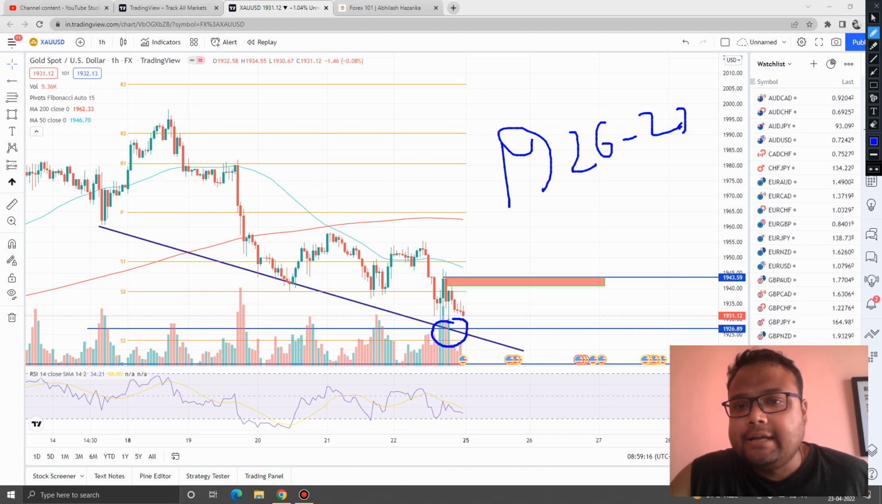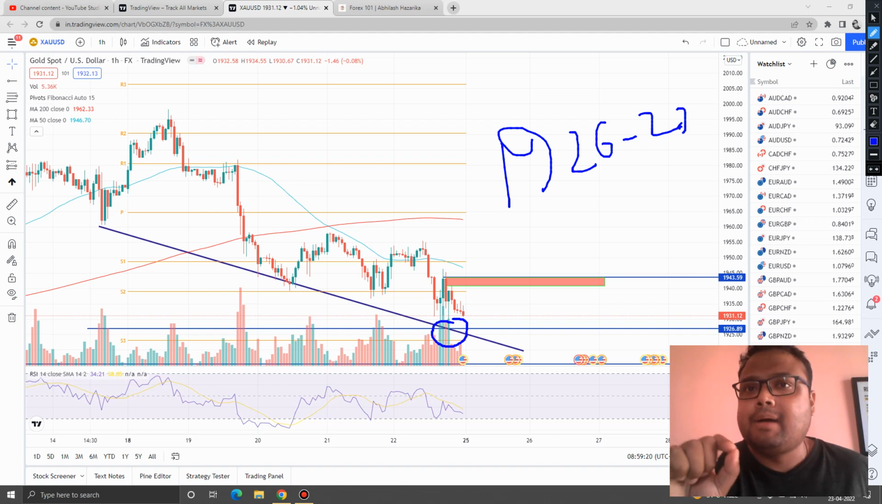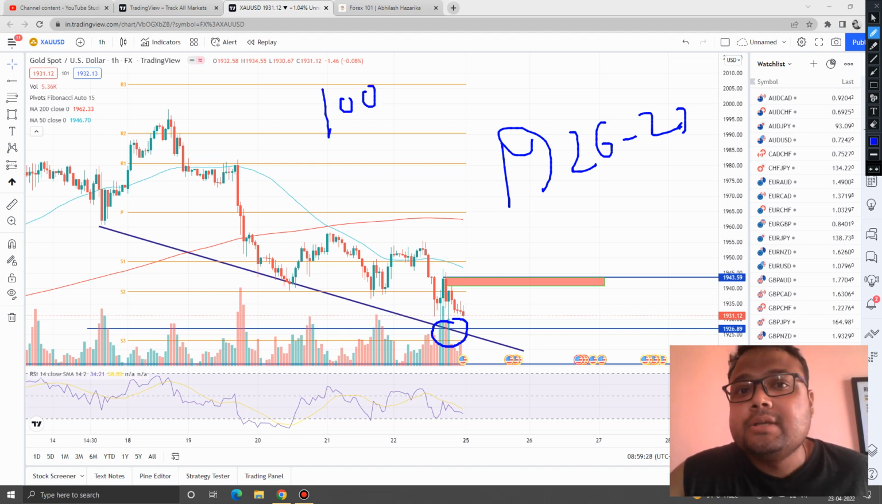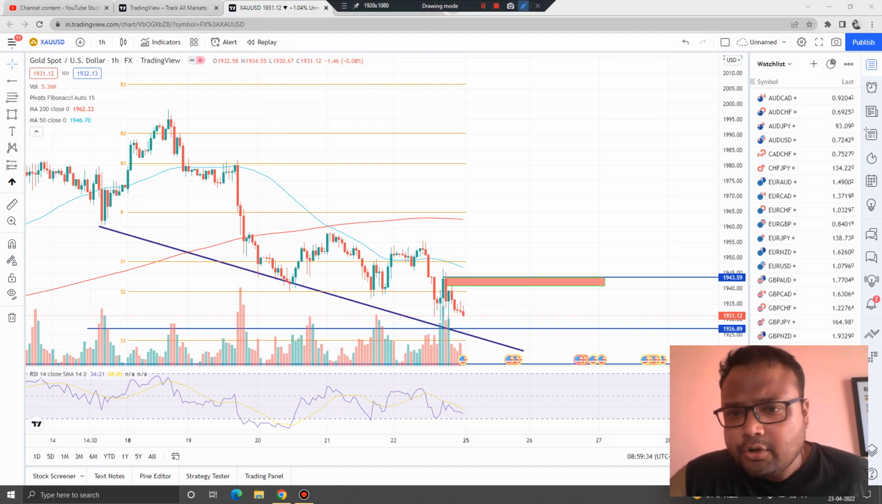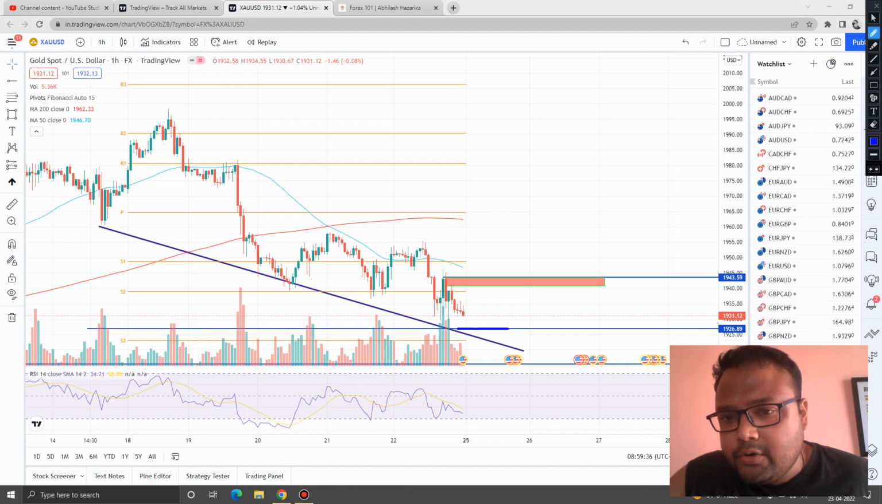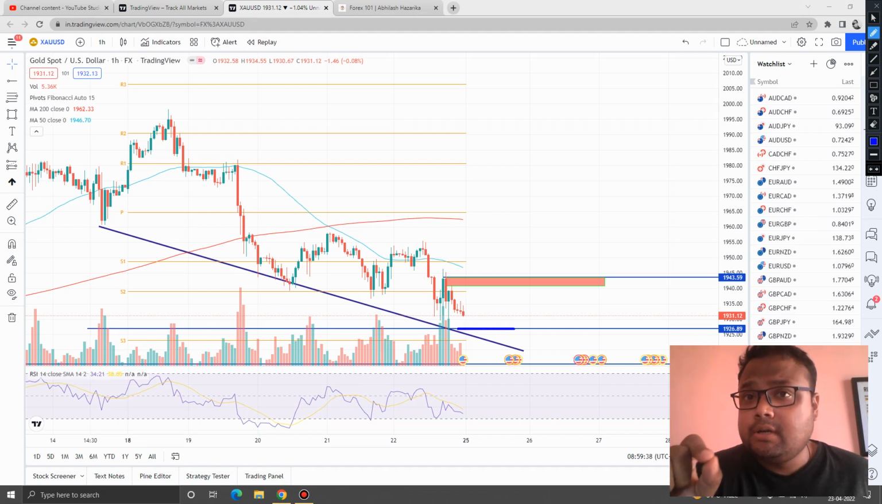So if market comes down to this 1926 to 1927 level, observe the market first. Observation is extremely important because no level is permanent in the market. That's why 100% accuracy is not possible in the market. That's the bitter truth. So if market comes down to this level of 1926, 1927, observe the market first.